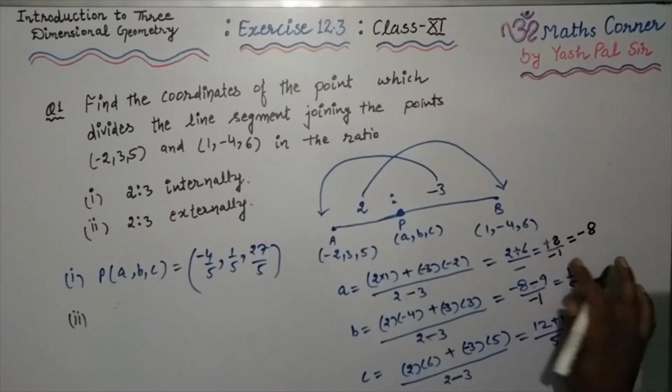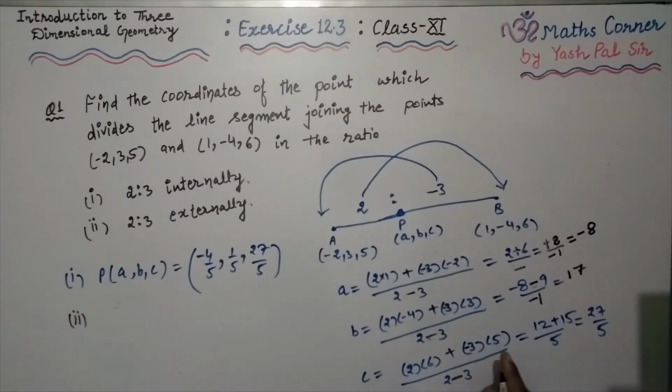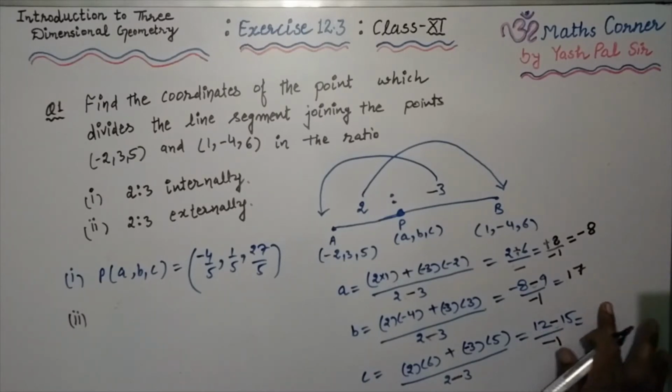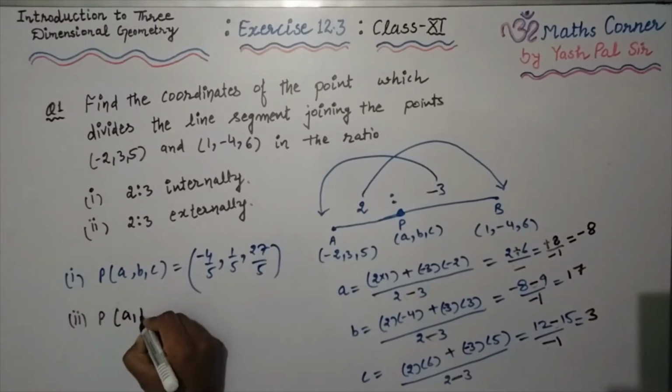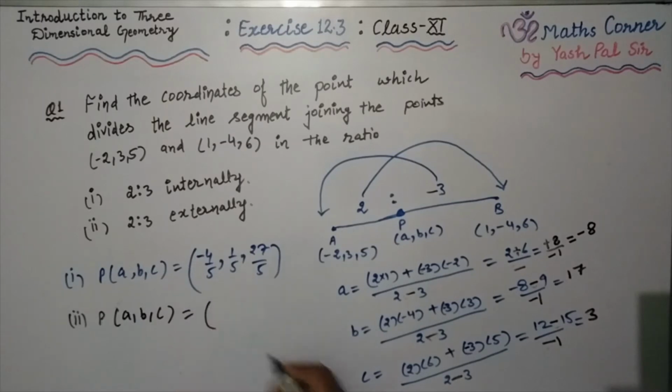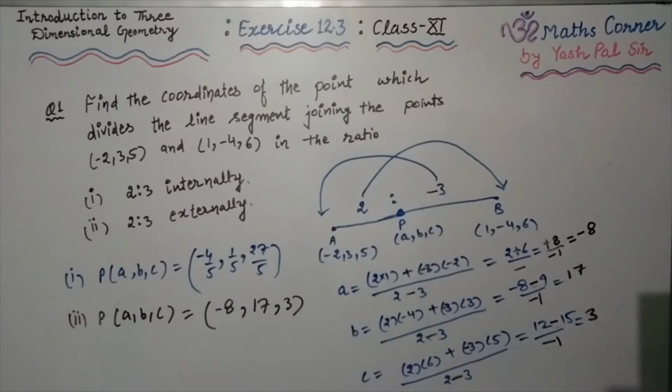So minus 17 divide minus 1, this becomes plus 17. Lastly, 2 into 6 is 12, 5 into 3 is 15, minus 15. Denominator, this is minus 1. 12 minus 15 is minus 3, upon minus 1, that is 3. So the coordinates of P, A, B, C are minus 8, 17, 3. Externally means we just change this plus 3 into minus 3.